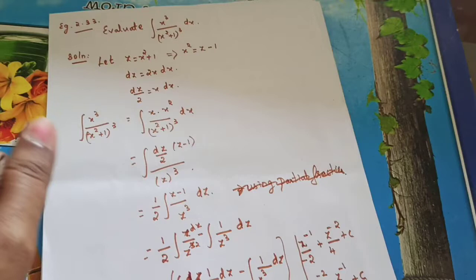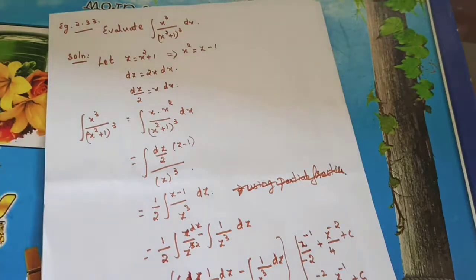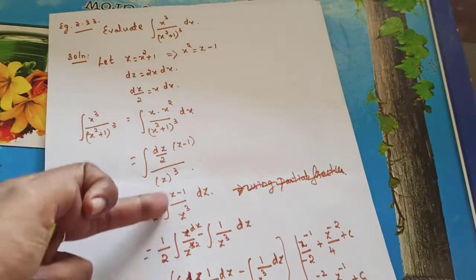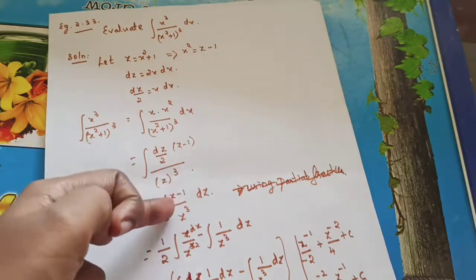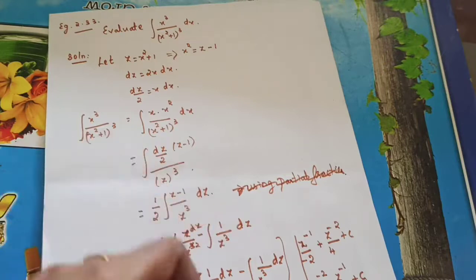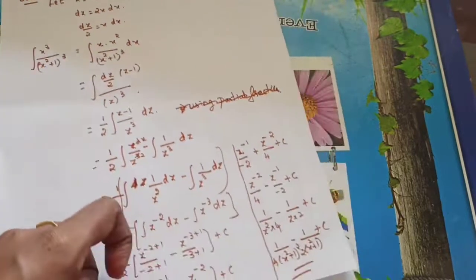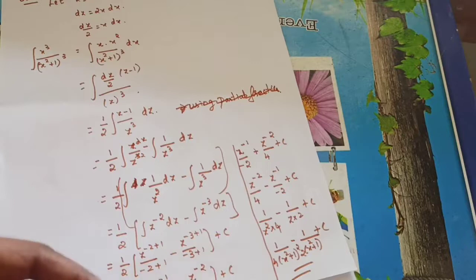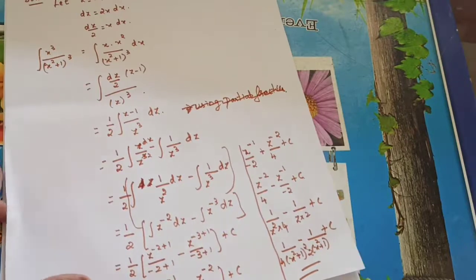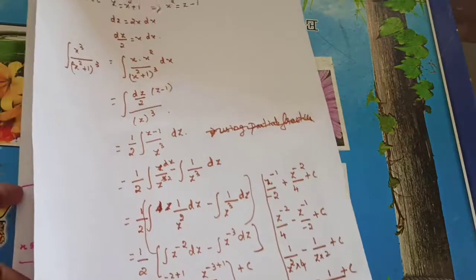So x square is equal to z minus 1. dz is equal to 2x dx, so dx is dz by 2 from there. Then I substituted all the values and split the integration into 2 parts. Then I integrated separately. Afterwards keep it in mind, 1 by 2 is outside, so you need to bring it inside. Plus term first, subtraction symbol next. Got it? I hope you got a good idea. Let's move to the next problem.